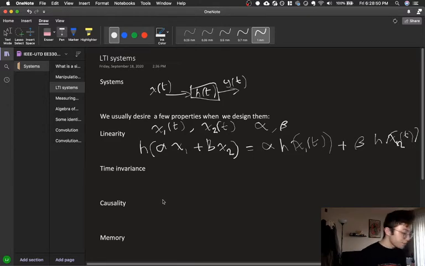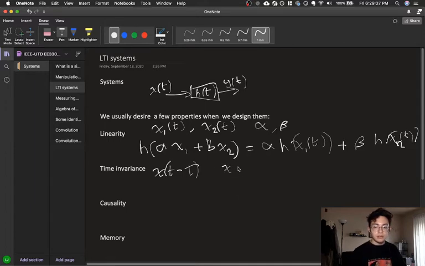Right. So a time invariant system is one where, given the signal x of t, for any constant tau, if we shift the input to x of t minus tau, the output of the system will just be y of t minus tau.